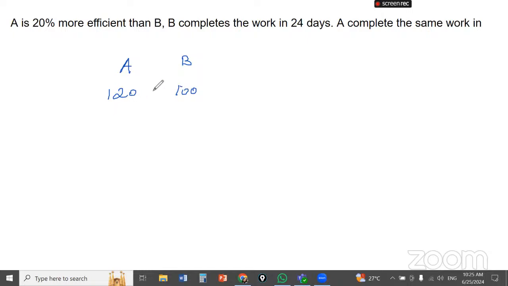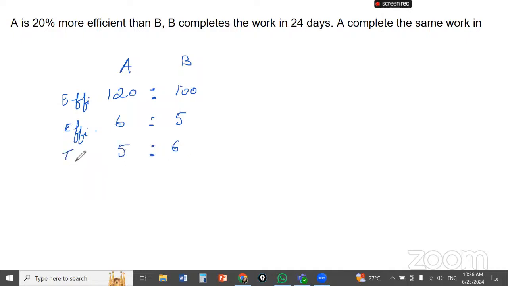Okay, we'll see. When we have to take the ratio, this is efficiency, right? They have given the efficiency. So when you simplify, the ratio is 6 is to 5. Efficiency is inversely proportional to time. This is what we saw in our beginning itself. They are asking us to calculate the time only. Calculating the number of days is nothing but the time taken. So the ratio will be 5 is to 6.